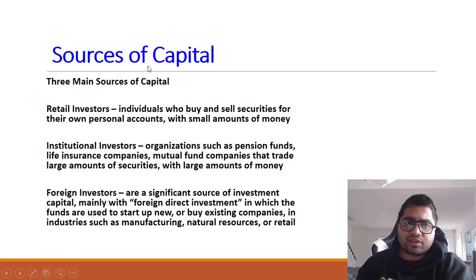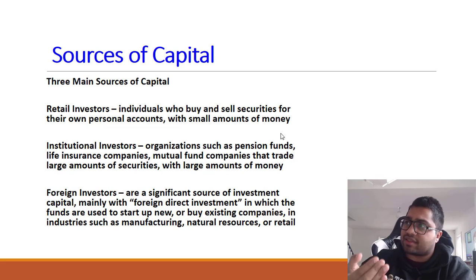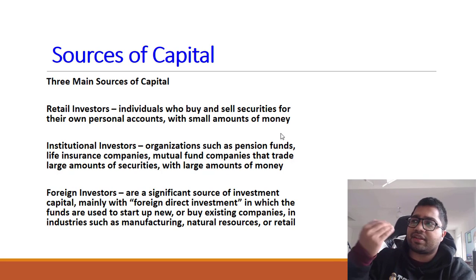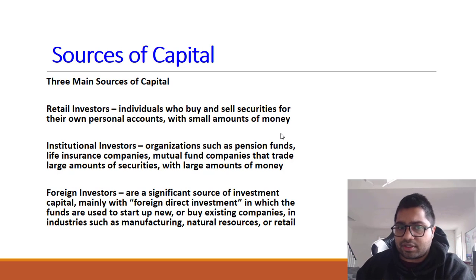Okay. Now there are three major sources of capital, like we discussed. They are retail investors, individuals who buy and sell securities for their personal account with small amounts of money. So it's you and me. You and me, individuals save, right? And then they invest their money. So investment can happen in real assets like real estate, gold and all those things, or it can happen in representative assets like stocks and bonds.